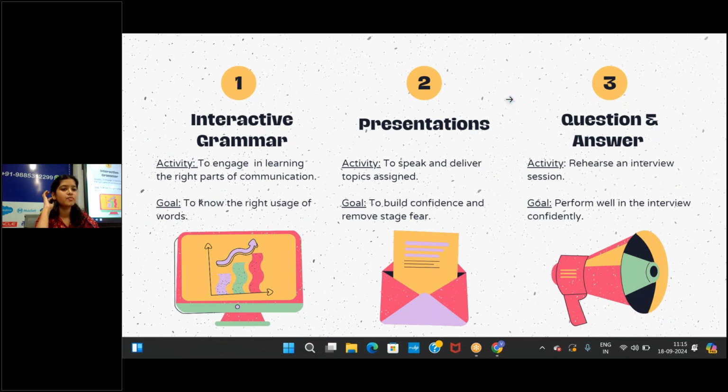Okay. Like I told you, we will start with grammar. I will tell you the syllabus, what all we have, and how we are going to go about it. But we'll be starting with grammar, and the goal is to use the right words, where and how. Next, we have presentations. You guys will be giving some presentations to understand how to present yourself.